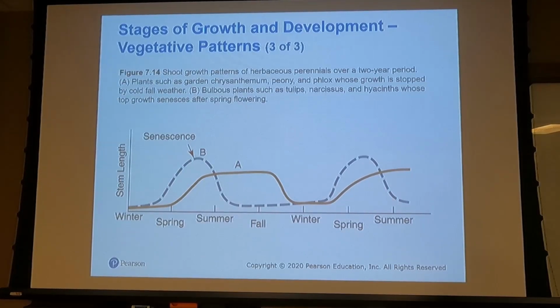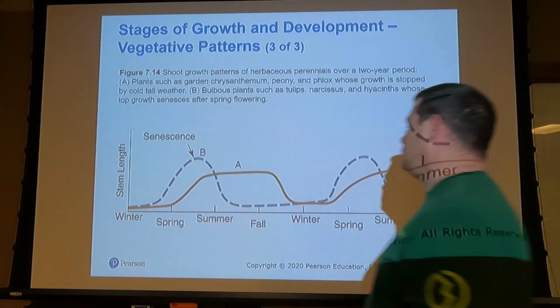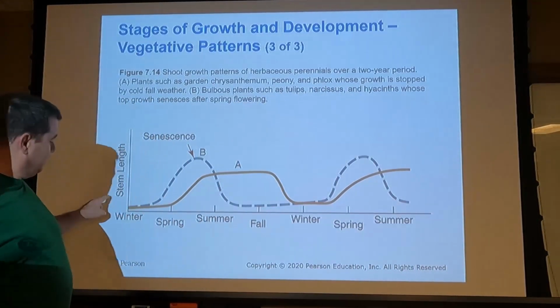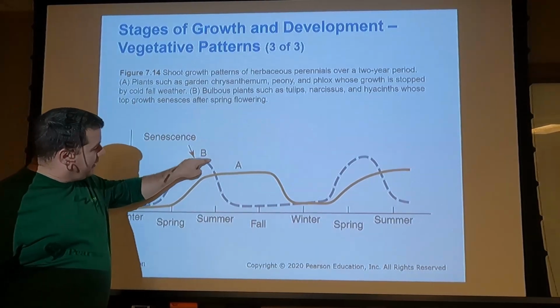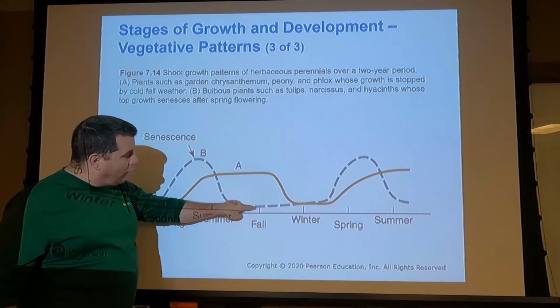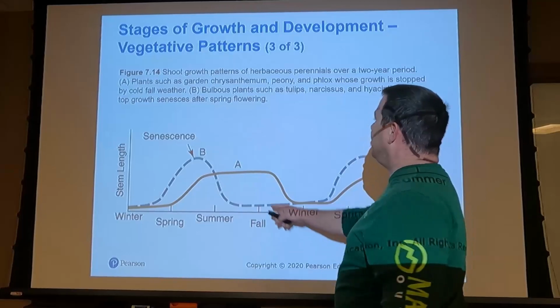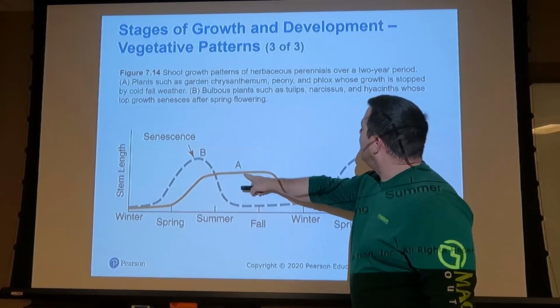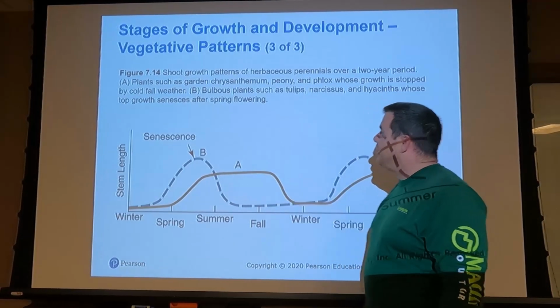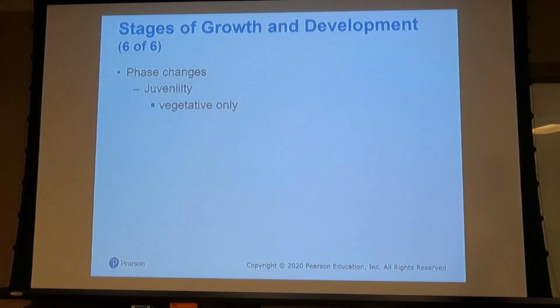This graph is showing our herbaceous perennials, where we have a growth in the summertime. During the fall, it will be dormant, and the next spring it comes back. And then also the same thing with this line being our garden chrysanthemum or things such as that.